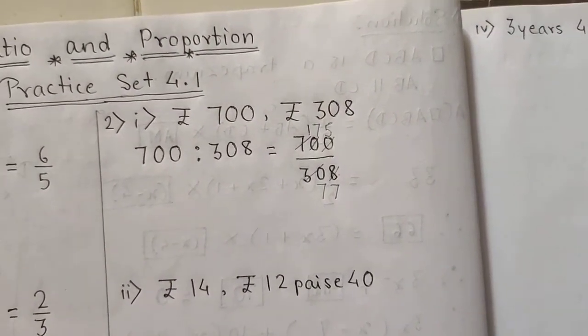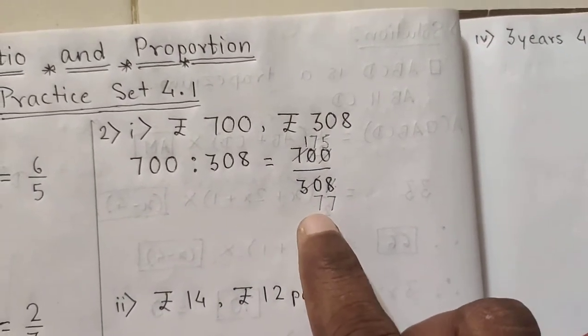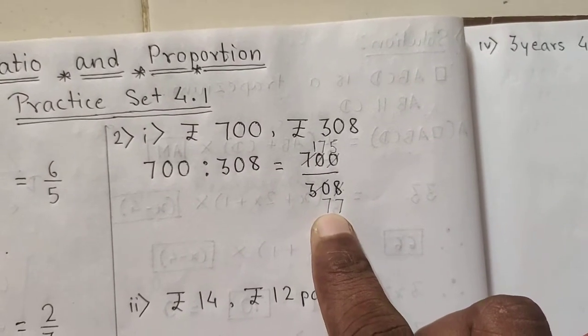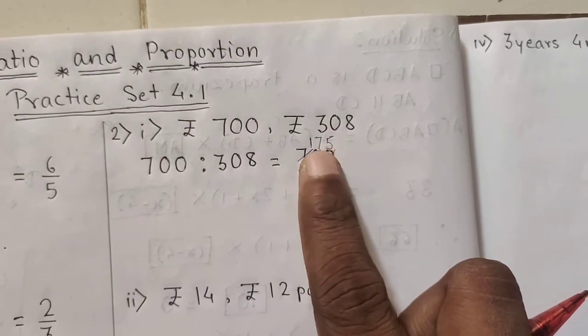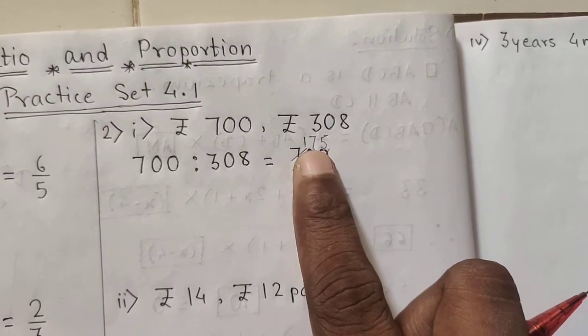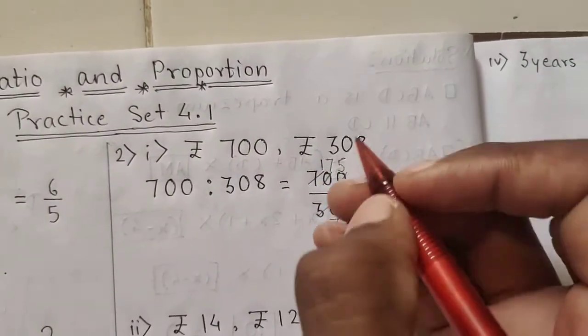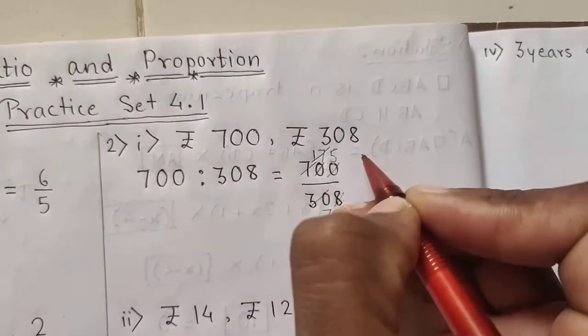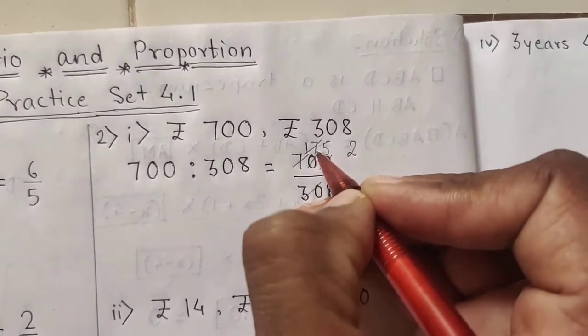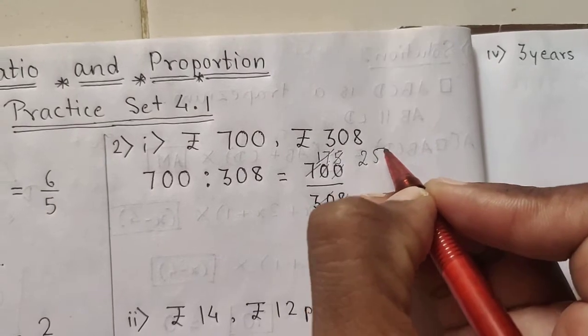Now you all know that 77 is easily divisible by 7. Now let us see whether this is divisible by 7 or not. 7 2s are 14 and 7 5s are 35. So both are divisible by 7. So let us do the cancellation. 7 2s are 14, 3 is remaining. 7 5s are 35.